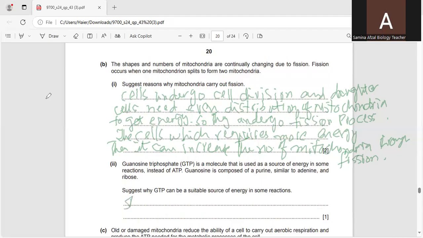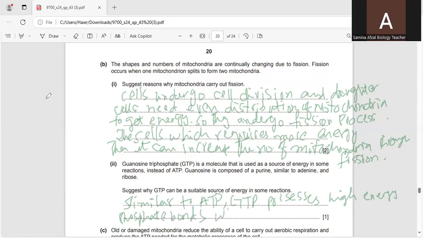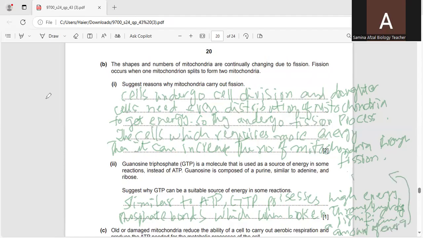Similar to ATP, GTP possesses high energy phosphate bonds, which, when broken through hydrolysis, a significant amount of energy is released.